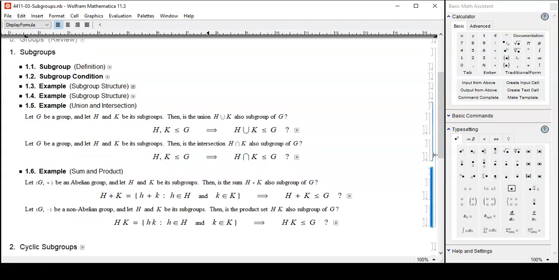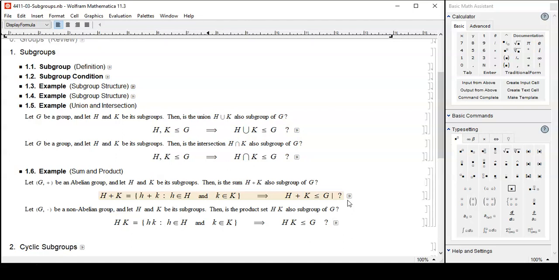How about the next example? Even harder. Let H and K be subgroups of an abelian group. A subset defined like this, H plus K form, or the element of G that can be written in H plus K form, where h is from capital H and k is from capital K. It's a subset, yes, but is it a subgroup? Take a guess, prove it or disprove it.